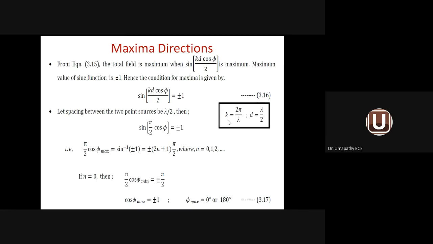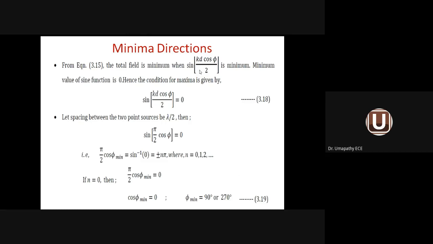Substitute k equal to 2 pi by lambda, d equal to lambda by 2. I'm substituting this value here, I get this expression. And once again, I substitute n equal to 0. Phi maximum will be cos inverse of plus or minus 1. That is, phi maximum equal to 0 or 180 degree.